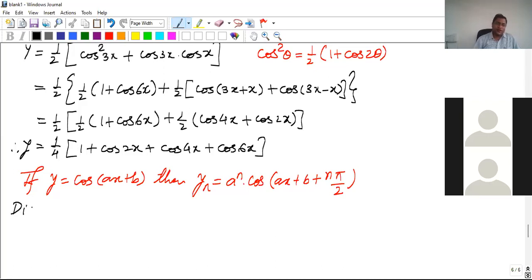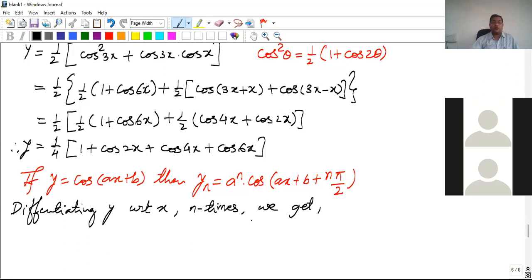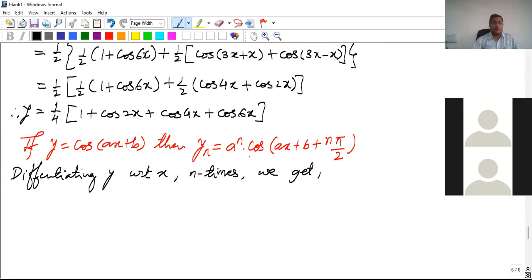Okay, so what can we write? Differentiating y with respect to x n times, we get, see, yn is equal to 1 by 4 will be there. The derivative of this one will be 0. Here the value of a is going to be 2. Here the value of a is going to be 4. Here the value of a is going to be 6.